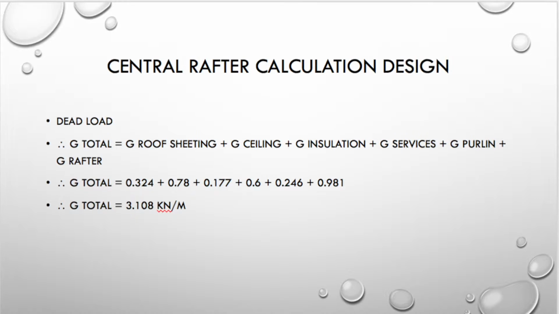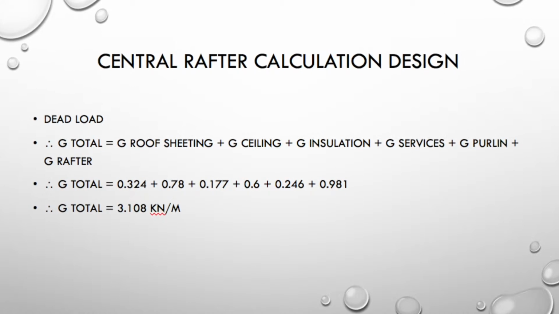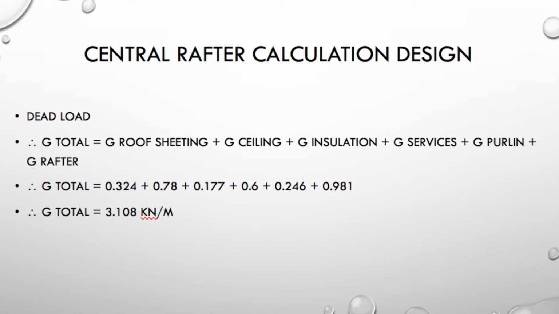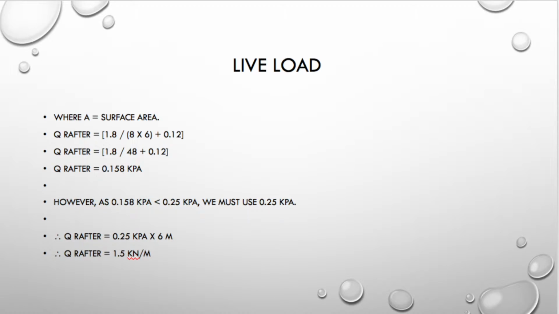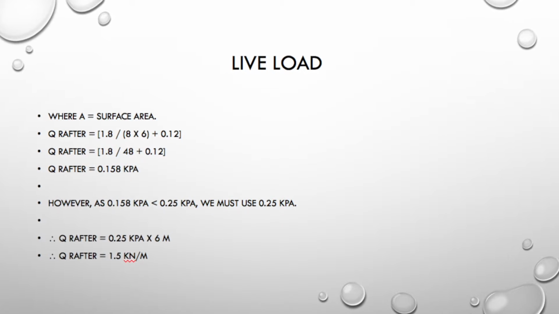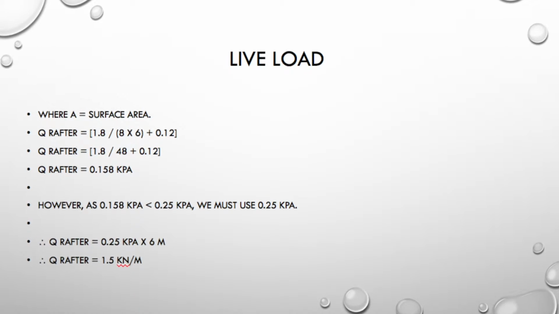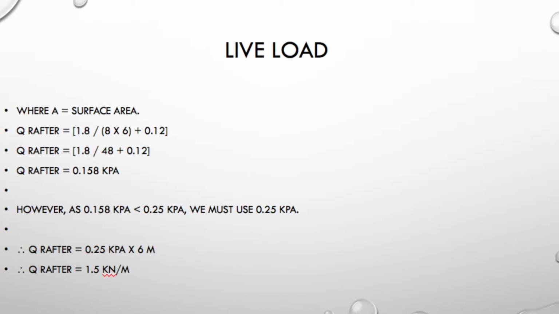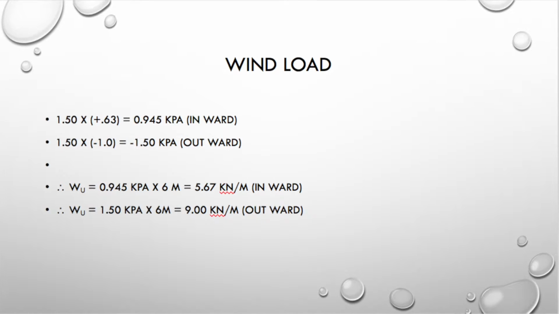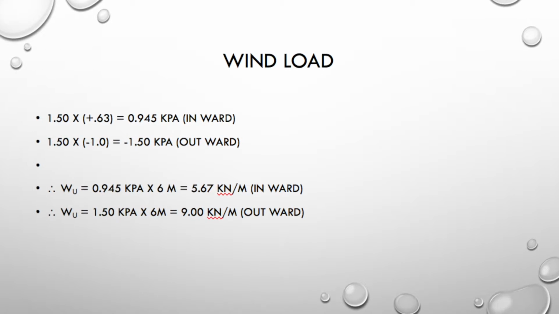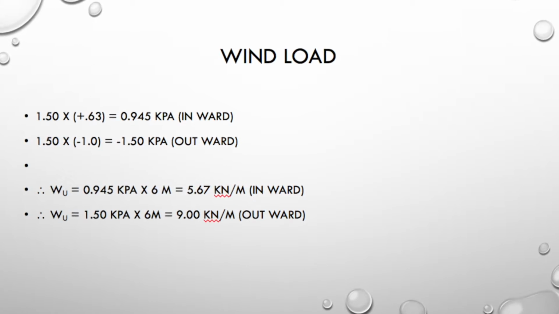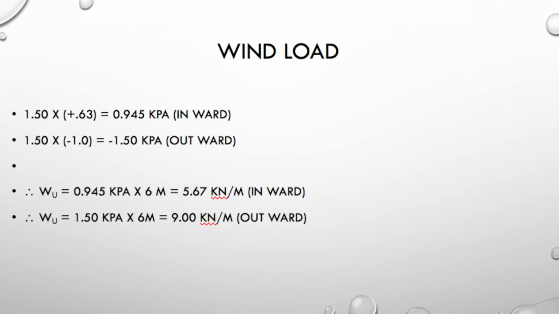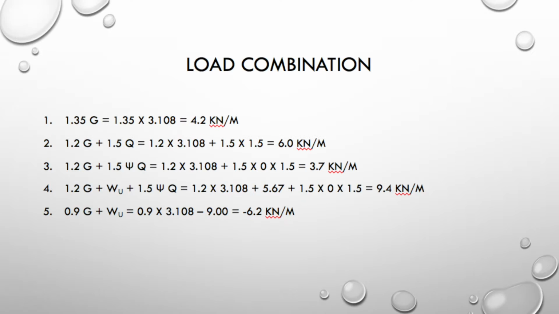The first step for designing the rafters in the shed is to calculate all of the loads that they will support, including the dead load, live load, and the wind load. The dead load consists of a number of different factors, including the roof sheeting, the self-weight of the purlin, the ceiling, insulation, service weights, and self-weight of the rafter. To determine the live load for the design, we must refer to Table 3.2 of AS 1170 for other roofs, and the following formula is given. Uniformly distributed actions equals 1.8 over the area plus 0.12, not less than 0.25 kPa.